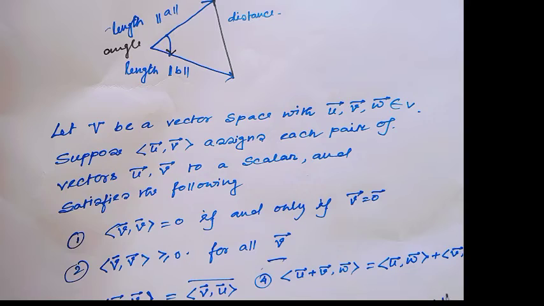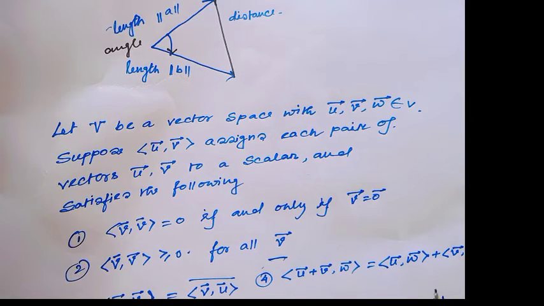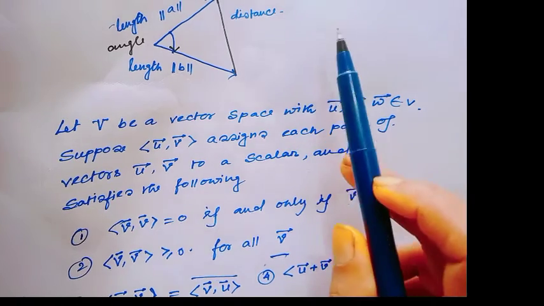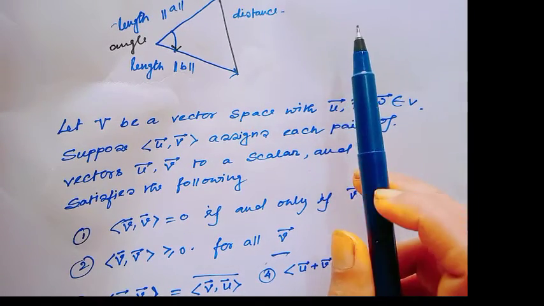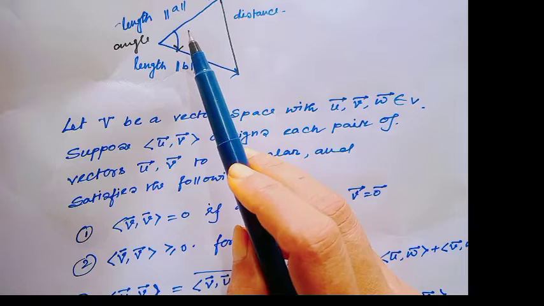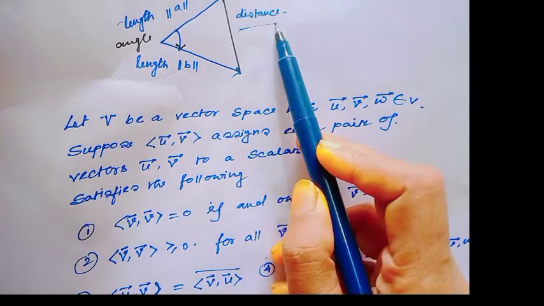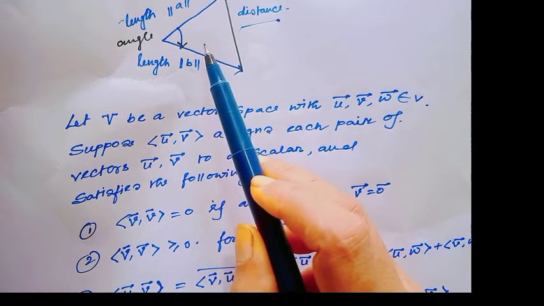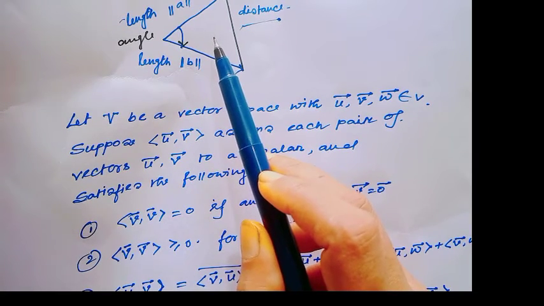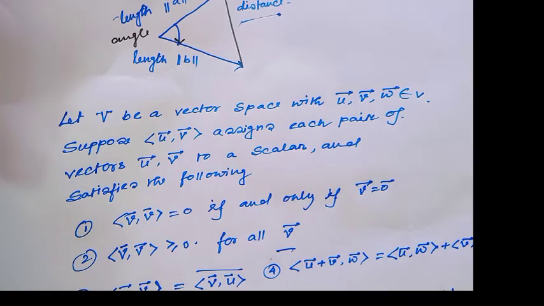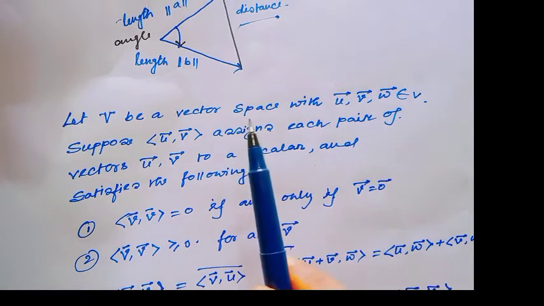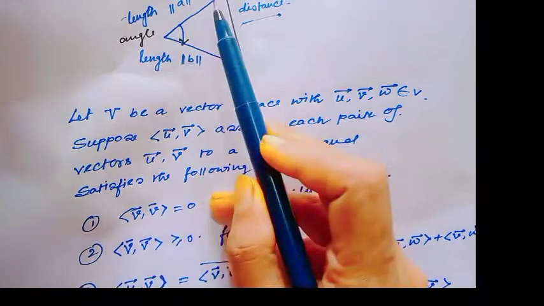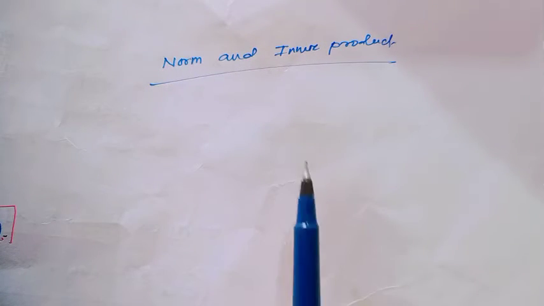I had seen in my earlier video that an inner product space has a geometric property. If you choose a vector, then the vector has a length, has a distance and has an angle. And this angle is denoted by the inner product. And today I will see the notion of norm, which indicates the notion of length of a vector. What is the actual idea of the norm of a vector space?